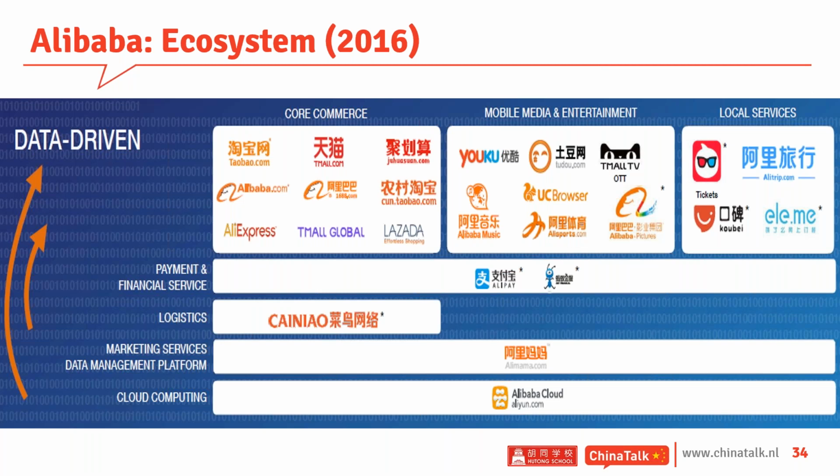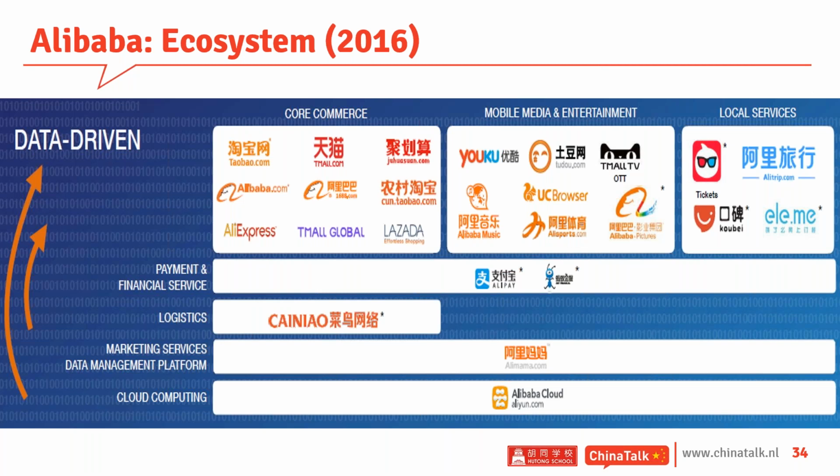What you also see in the middle is that Alibaba has invested in a lot of media and entertainment companies. So they have Youku, which is like the Chinese YouTube, and they have their own browsers. And on the far right, you see that they also invest in local services like food delivery through Ele.me or Koubei. So there's a lot of diversity in the total portfolio of Alibaba.